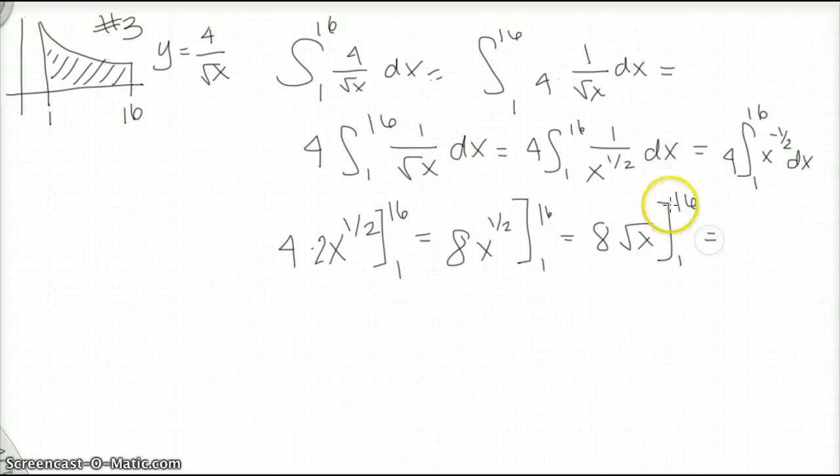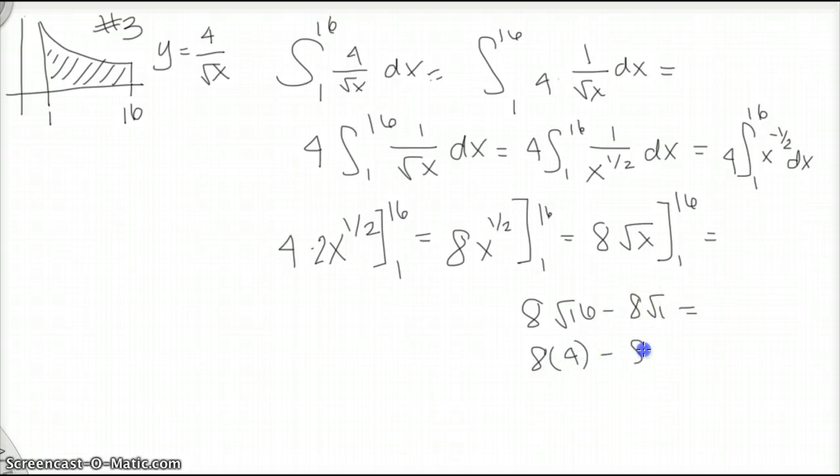And then it's just a matter of plugging in our bounds. So we would do upper bound plugged in minus our lower bound plugged in. Radical 16 is 4. So we have 8 times 4 minus 8 times 1. 8 times 4 is 32. 8 times 1 is 8. And we get our answer of 24.